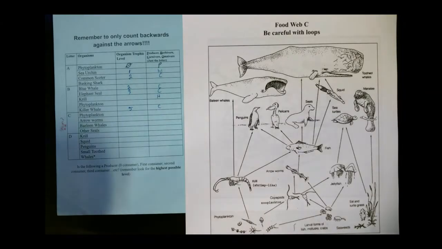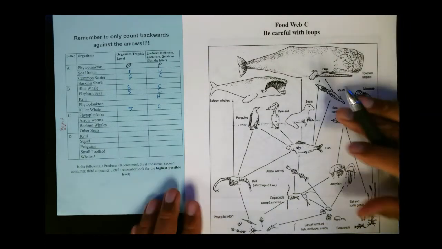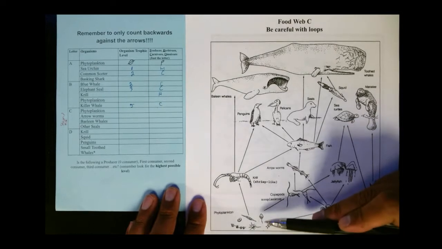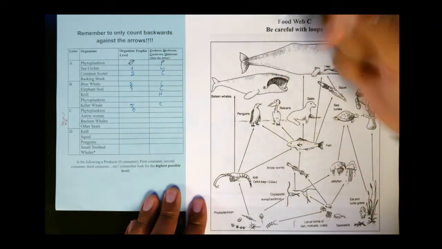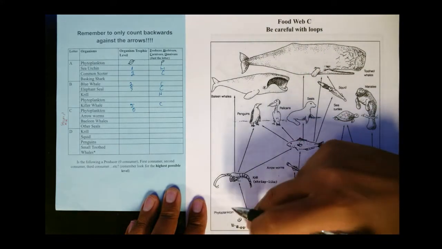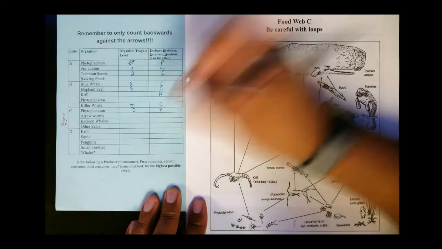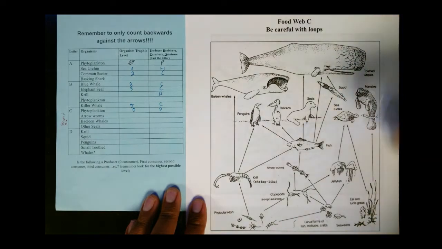All right, let's take a look at letter C next. Notice as we move up, they are getting a little bit more complicated. Okay, so let's start off with phytoplankton. So we've got to find phytoplankton. It's way over here at the bottom. Are there any arrows moving back? No. So we know that this is a 0 level. Since it's a producer or a 0 level, it's just a producer.